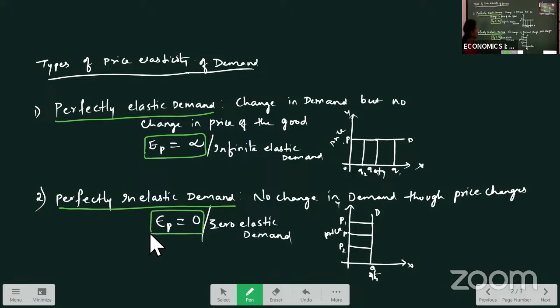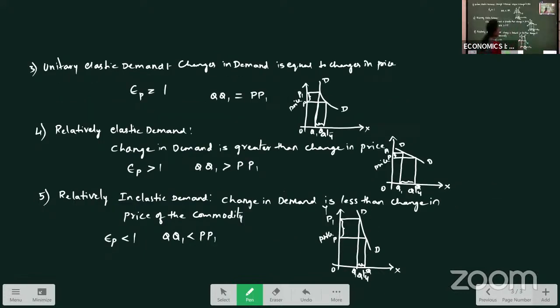Zero elasticity. Okay. Then next one, unitary elastic demand. Unitary elastic demand means what? Change in demand is equal to change in price. So elasticity value is equal to 1. Next, relatively elastic demand. Relatively elastic demand: demand changes are more, price changes are less. So elasticity is greater than 1. Means demand changes are greater than change in price.